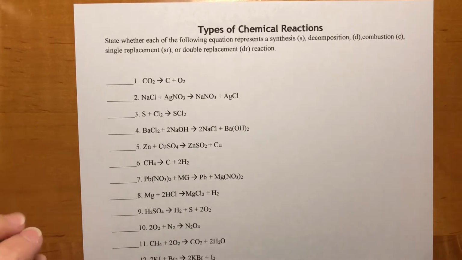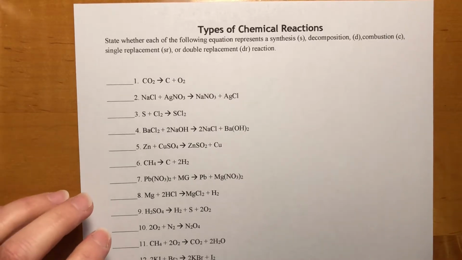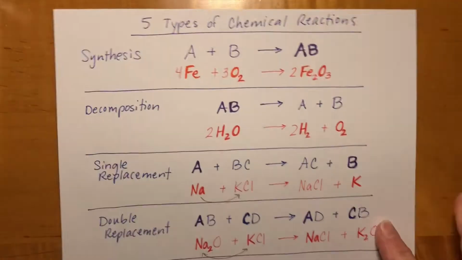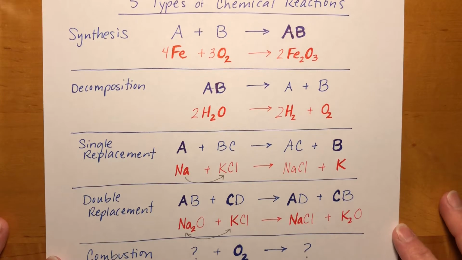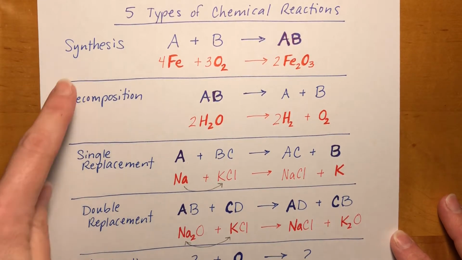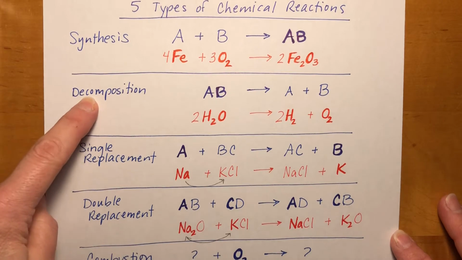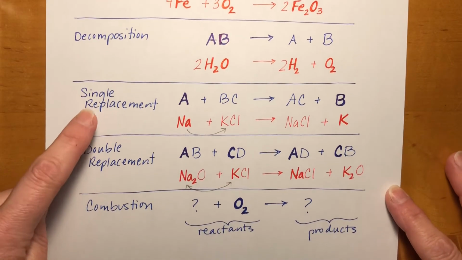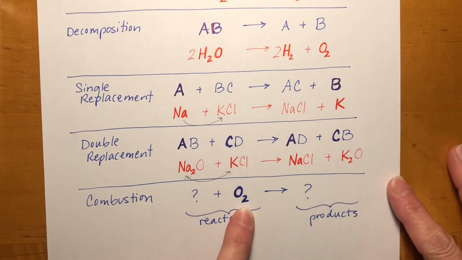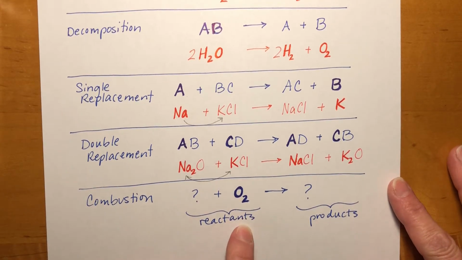Here's page 14 in the packet. I'm going to work through the answers, the types of chemical reactions here. If you remember from the last video, I just quickly reviewed the 5 types of reactions. So you could look at them here. Synthesis and decomposition kind of being the opposite of each other, and single and double replacement being very similar, and combustion involving oxygen in the reactant.